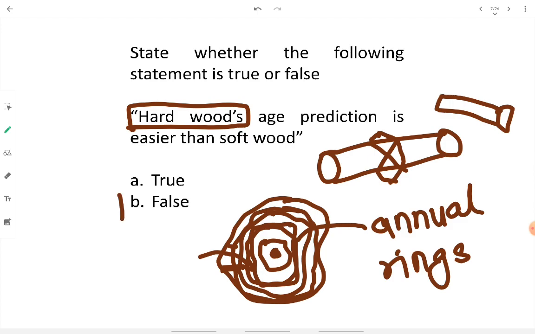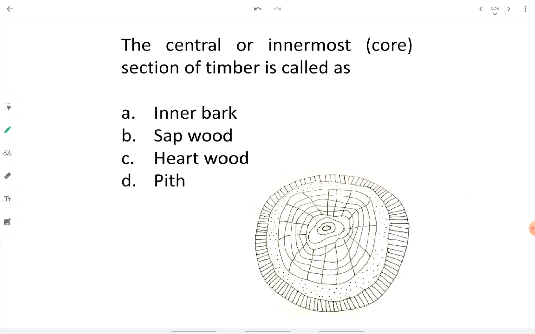Okay, remember it. Conifers' age prediction is easy, softwood's age prediction is easy, because the annual rings present in softwood or conifer are easily distinguishable, and in the case of hardwood the growth is slow and the annual rings are indistinguishable. That's why their age determination is difficult. Okay, so with this let's go to the next question.